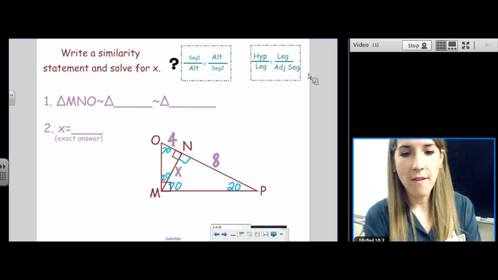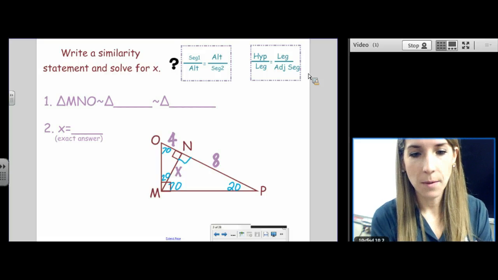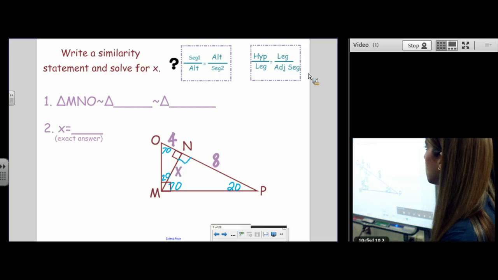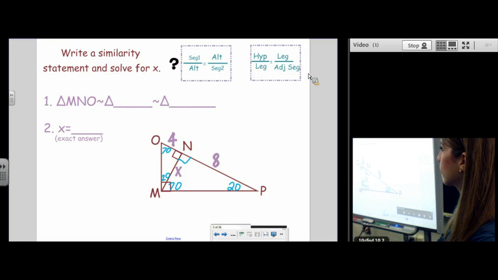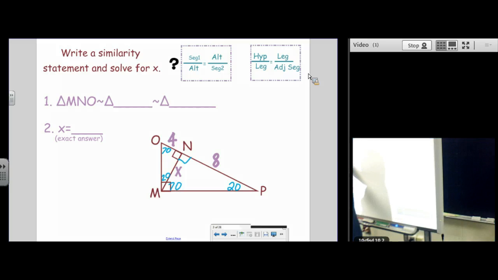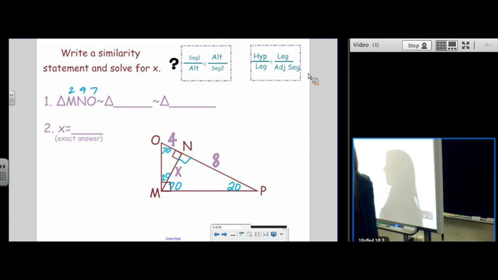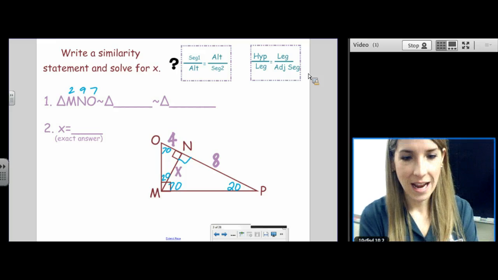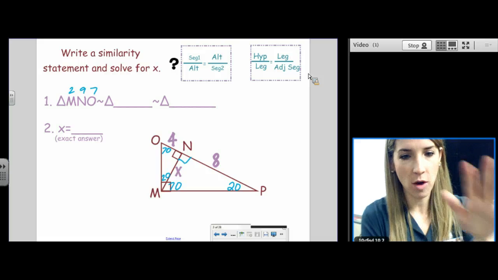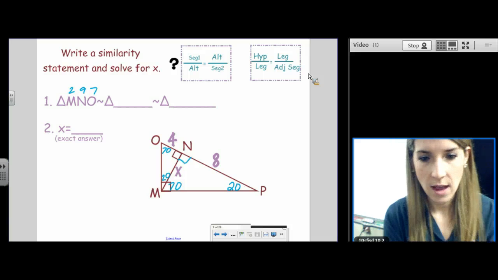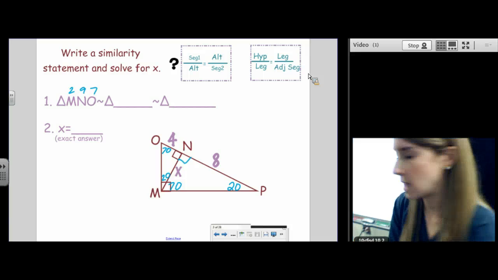Okay? So now I have all my angles labeled. Now I can write my similarity statement. Triangle MNO. I think I meant to name the big triangle first, but it's not a big deal. MNO is 20, 90, 70. So now I need to name all my other ones with 20, 90, 70. Let's do the medium one next. We're going to go small, medium, large. Okay, 20, 90, 70. P, N, M.